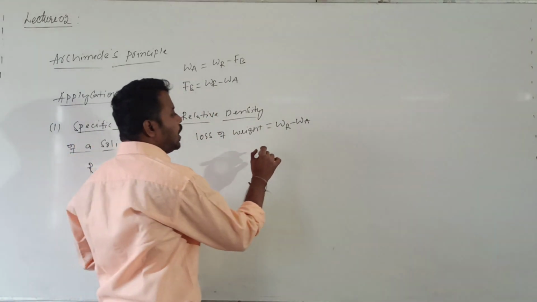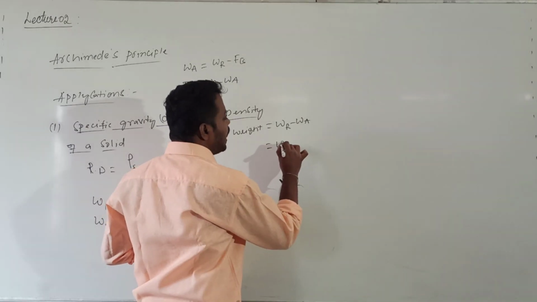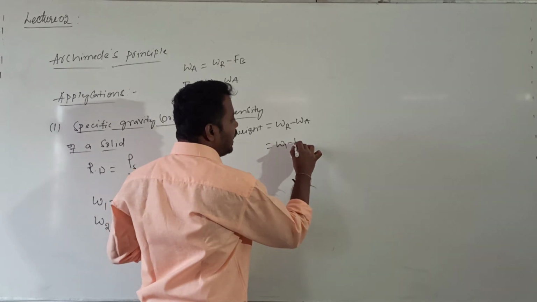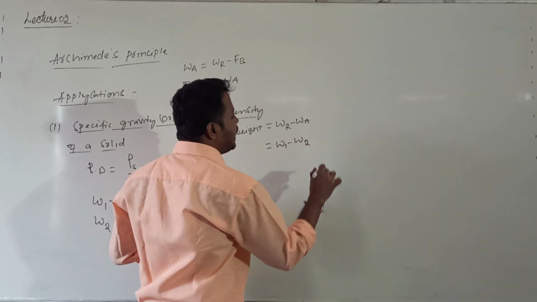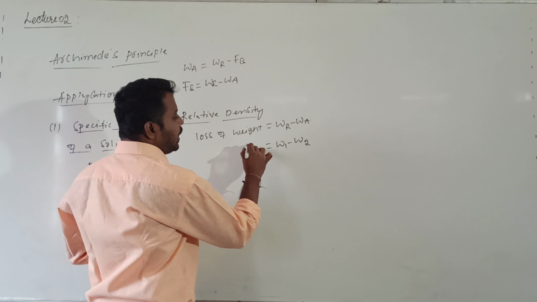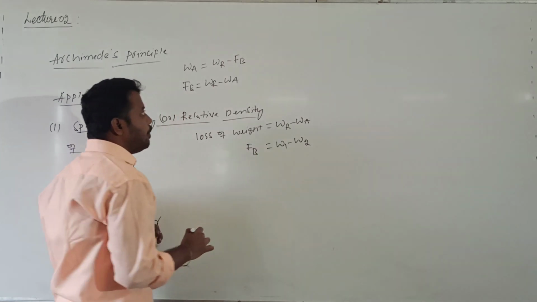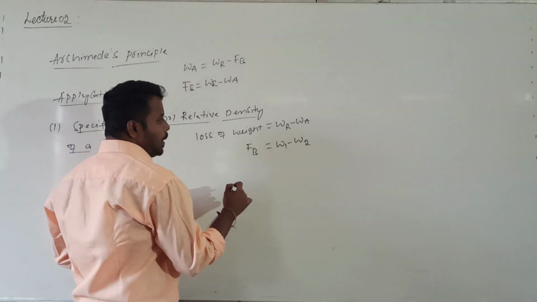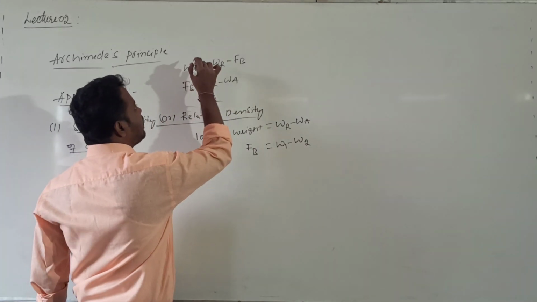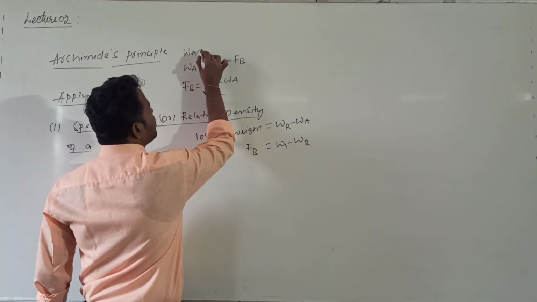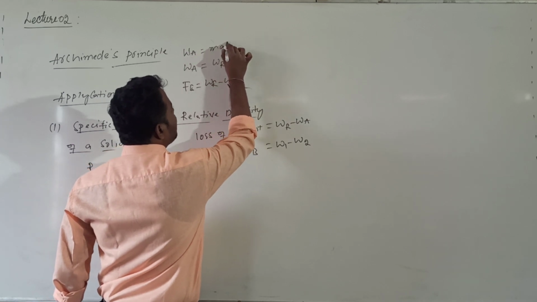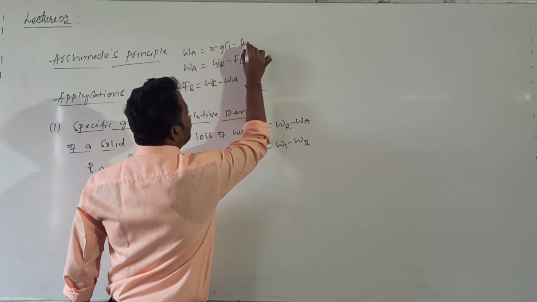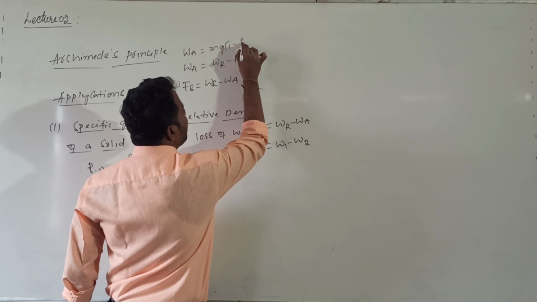Here, what is the value of WR? WR is W1, the weight in air, and the apparent weight in liquid is given by W2. This W1 minus W2 value will be equal to FB. What is this FB? Buoyant force. Actually, we have written that WA will be equal to m into g into 1 minus rho L by rho S.